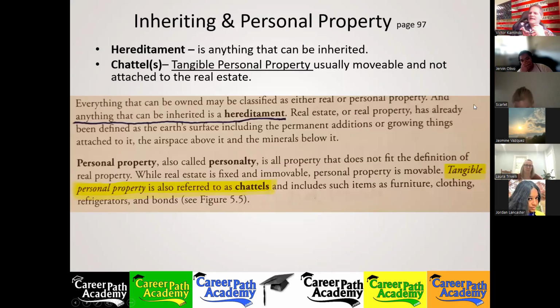Anything that can be inherited is called a hereditament. That's how you pronounce that word, hereditament. I know these are new words. We never heard them before, but it kind of sounds like inherit, right? Hereditament, inherit. You could guess that one right if you got it on exam.